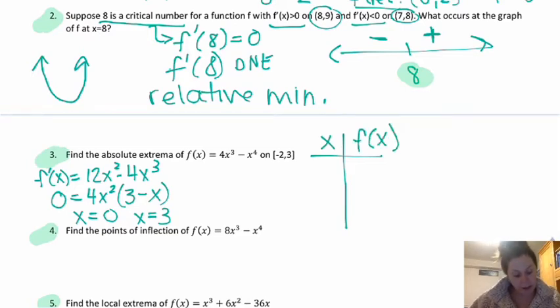So I'm going to plug in my endpoints, which were -2 and 3. And I'm going to plug in my critical values, which was 0, and then I already have 3 there. Remember, you only need to use critical values that are on the interval. Those are your only candidates.